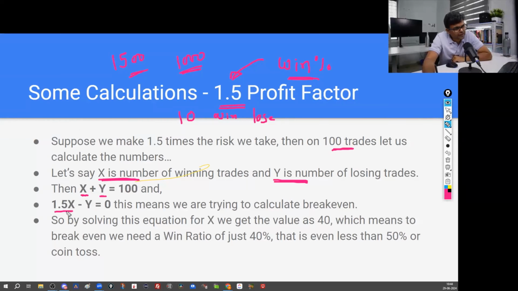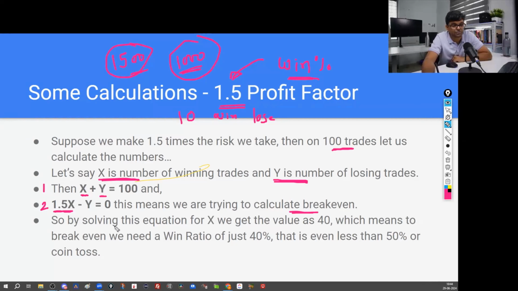So if I want to be a break-even trader, and I'm winning 1.5 times when I win and just losing 1 when I am losing, so making 1,500 when I win and losing 1,000 when I lose, if I take the difference, it should be 0 if I have to be a break-even trader. Simple. All right.